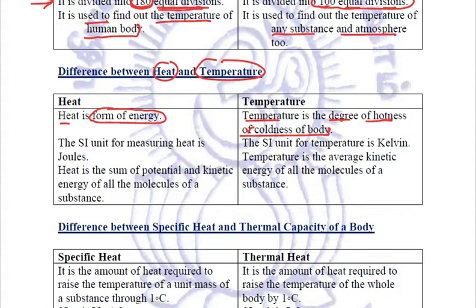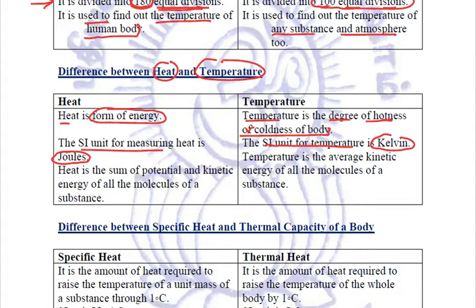The SI unit for measuring heat is joules, whereas the SI unit of temperature is Kelvin. Now this you need to relate because we mostly use degree Celsius. So at times students casually or maybe unknowingly assume or write the SI unit of temperature to be degree Celsius, which is not.